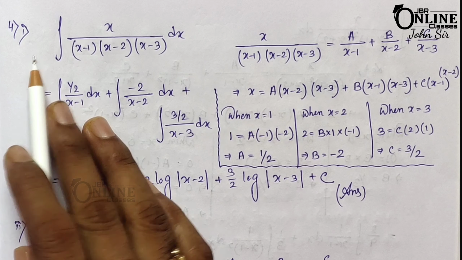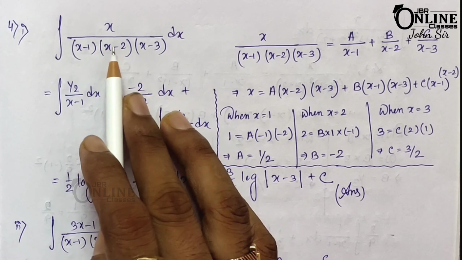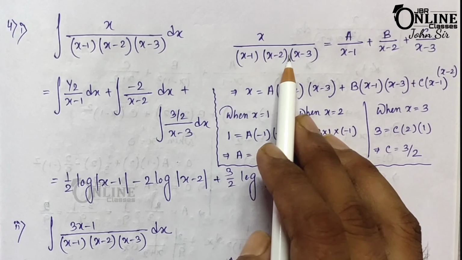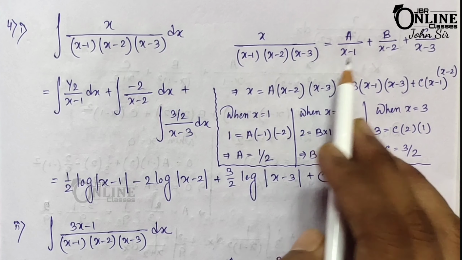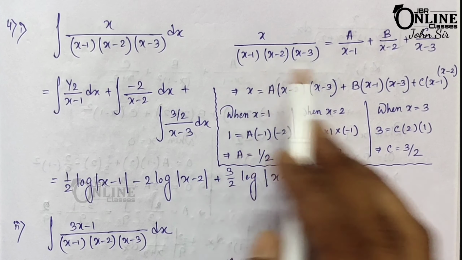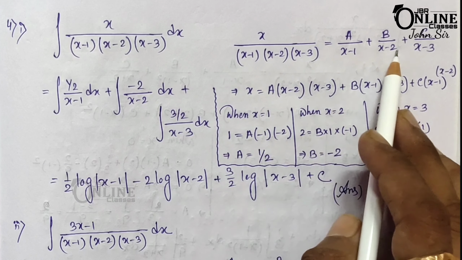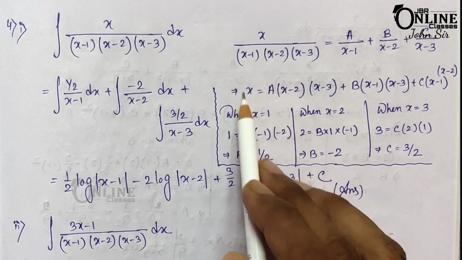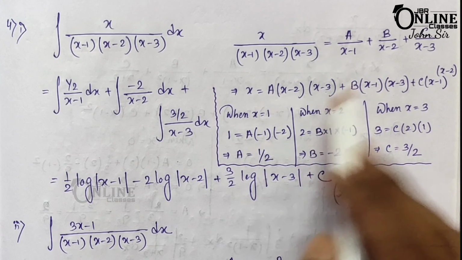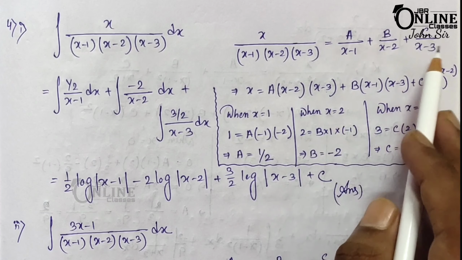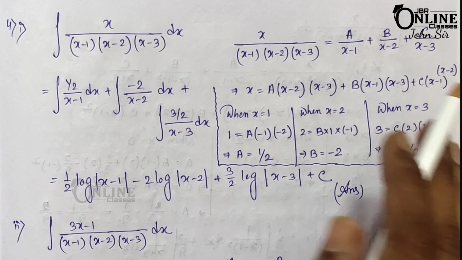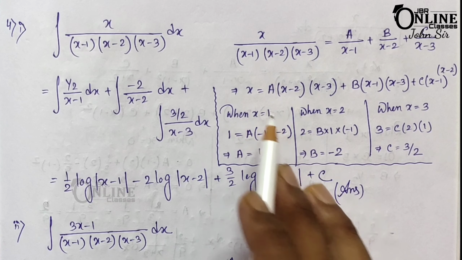Now sum number 4, 1. Integration x by x minus 1, x minus 2, x minus 3. Okay, so now let x by this one equal to a by x minus 1, b by x minus 2 plus c by x minus 3. Okay, so now the LCM will be this one and it will be cancel out. So here x in left hand side, in right hand side you have a into x minus 2 into x minus 3 plus b into x minus 1 into x minus 3 plus c into x minus 1 into x minus 2, you must know this.